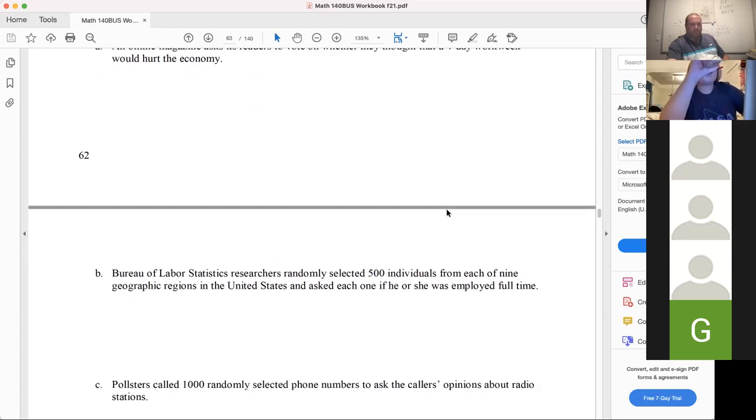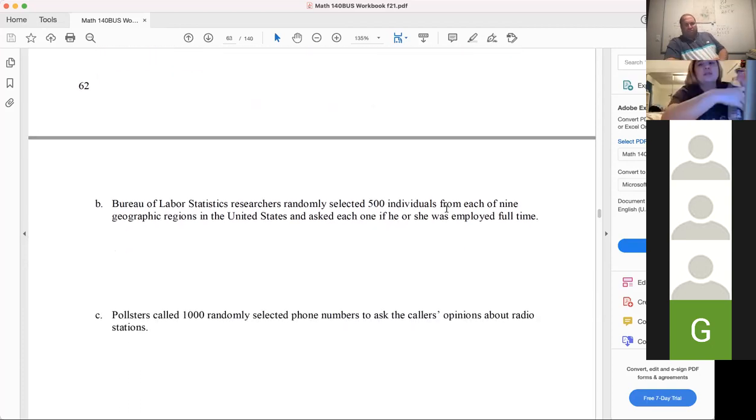B, the Bureau of Labor Statistics researchers randomly selected 500 individuals from each of 9 geographic regions in the United States and asked each one if he or she was employed full-time. What method? Stratified random sample. Is that random?